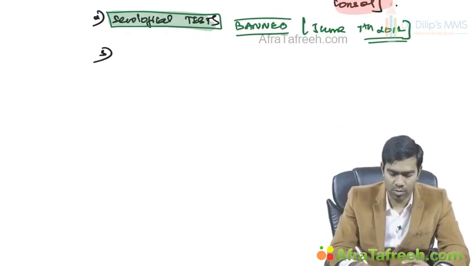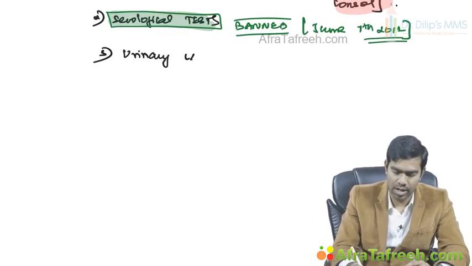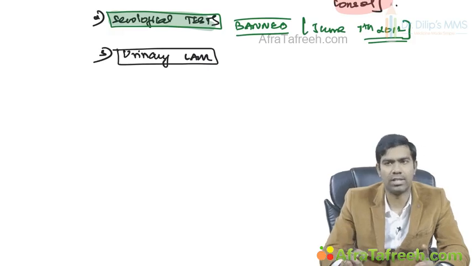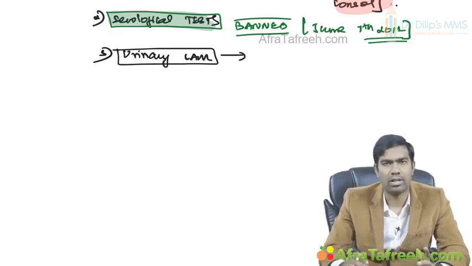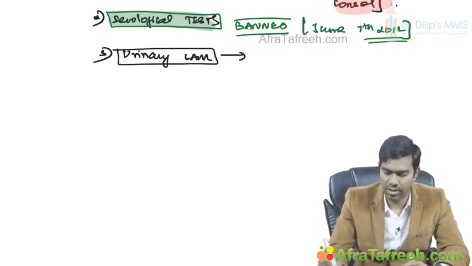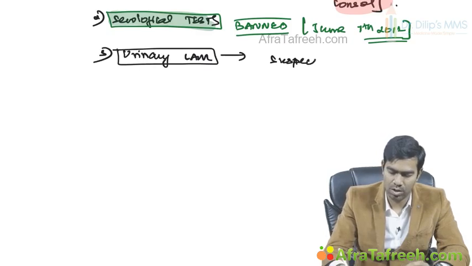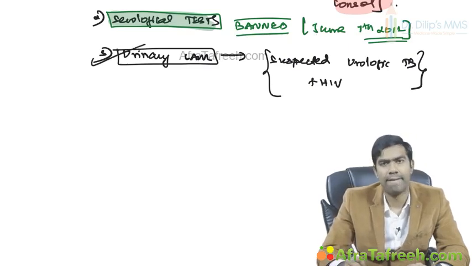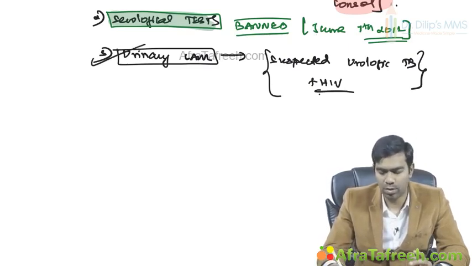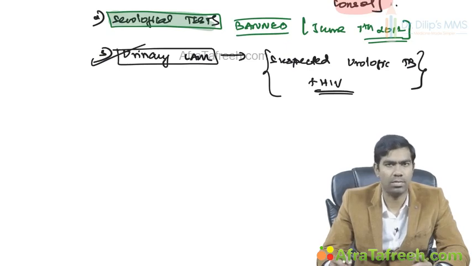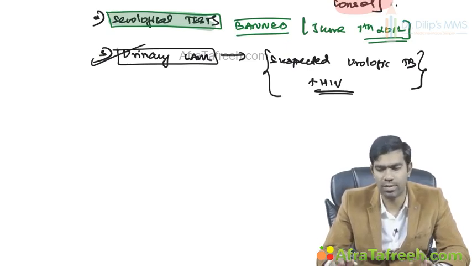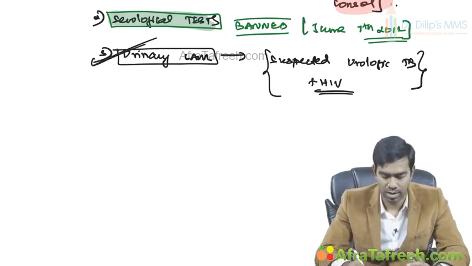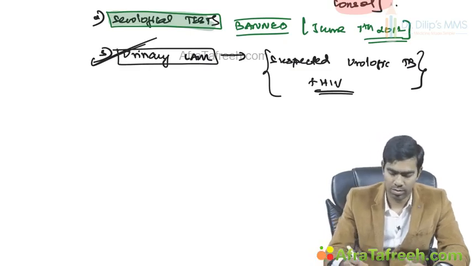Number 3, some other tests you can use, like urinary lipoarabinomannan, LAM. This I have discussed in the previous video in the urogenital TB, where I told you if the patient is having suspected urologic TB, plus if the patient is HIV positive, then you can use this test. That's called urinary lipoarabinomannan, but we don't know whether to use in HIV negative patients or not. Only in HIV positive patients this is validated. In HIV negative patients, this test becomes unreliable for detecting the same urologic TB. But in HIV positive patients, this urinary lipoarabinomannan is a very, very effective test for diagnosing tuberculosis.